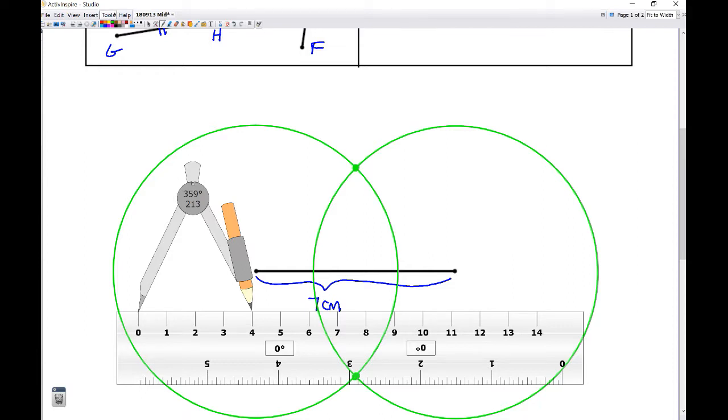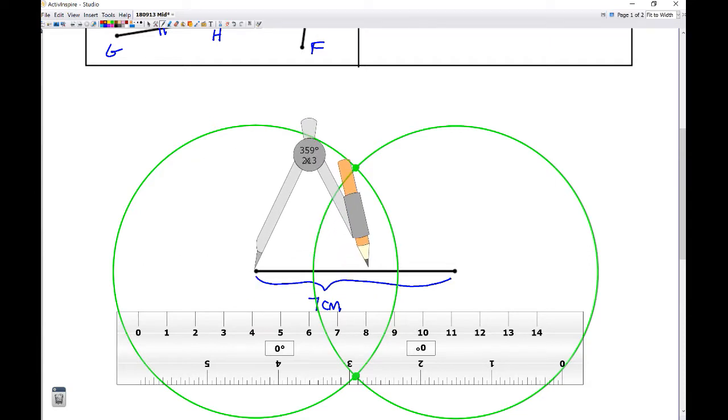Okay, and hopefully you have a different color on there. With a different color, we're going to create, again, 2 circles, one centered at each of the end points of that line segment. So I'm going to start here on the left, and I'm going to put my compass point, try to get it right in the same spot you got it last time. And then I'm going to create a circle all the way around.